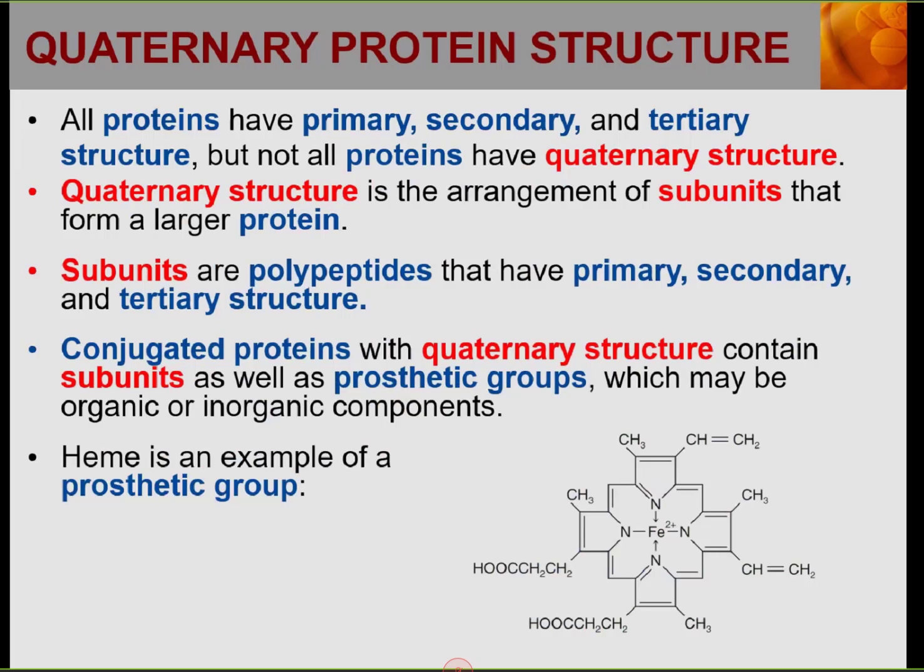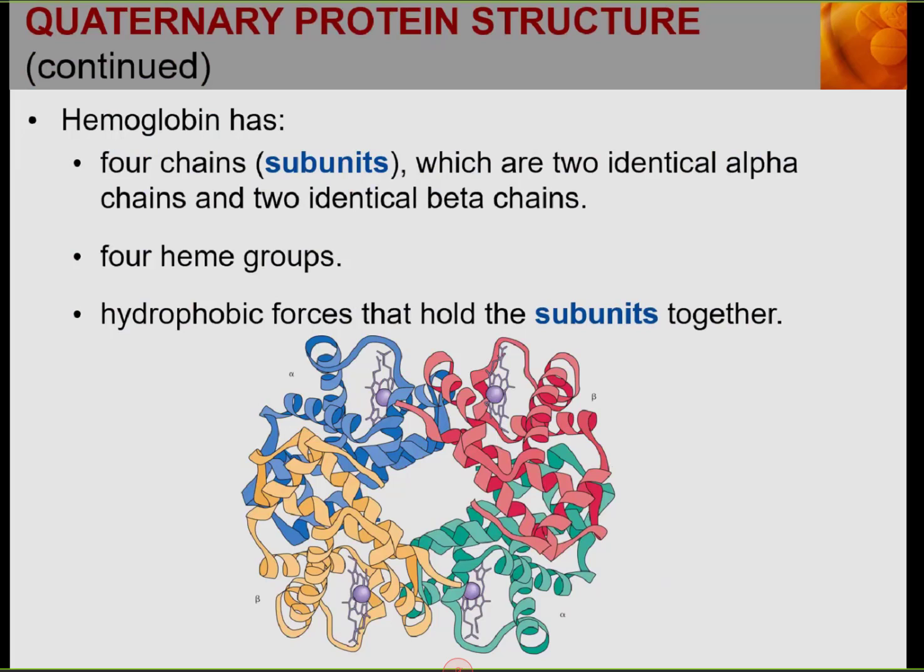So conjugated proteins can contain a prosthetic group. We saw an example of that earlier. It's the same one here. It's the heme group that, again, is part of hemoglobin. So, again, a picture of hemoglobin, and you see the four prosthetic groups in it, the four heme groups in the picture. And hydrophobic forces hold these subunits together. That's the quaternary structure of that particular hemoglobin protein.